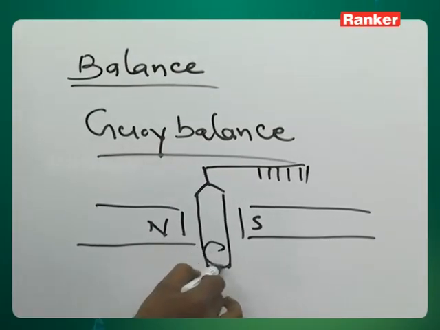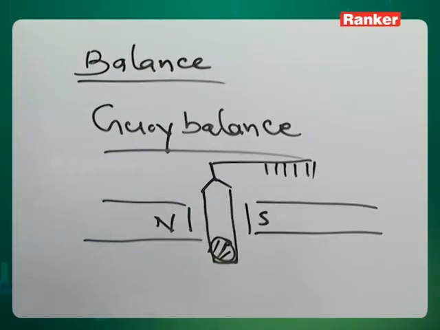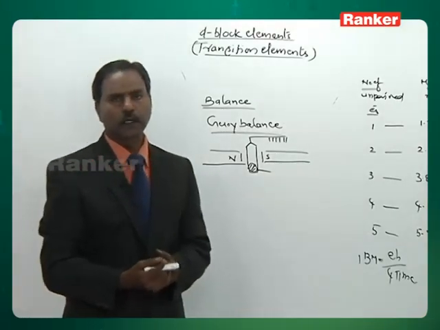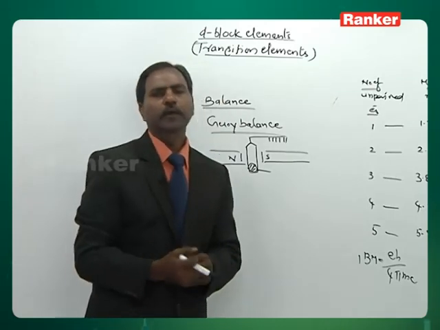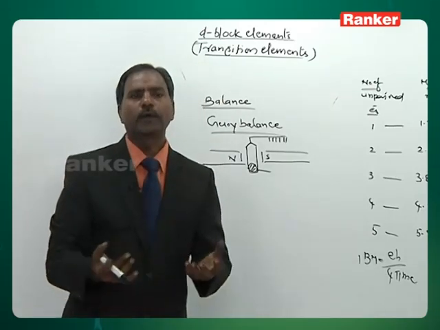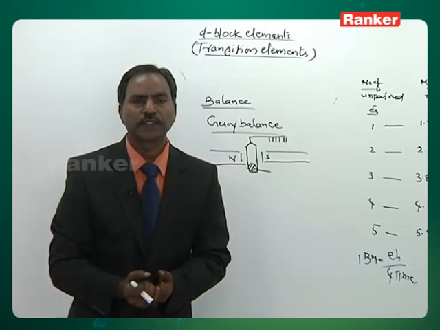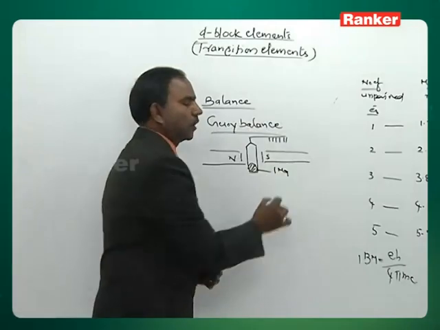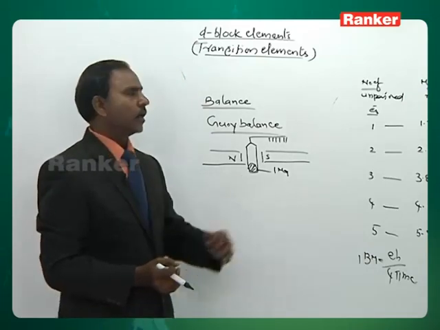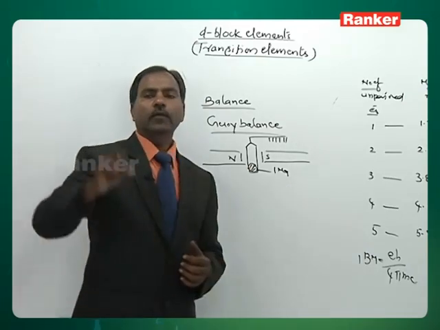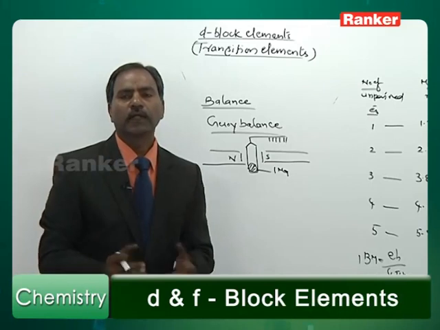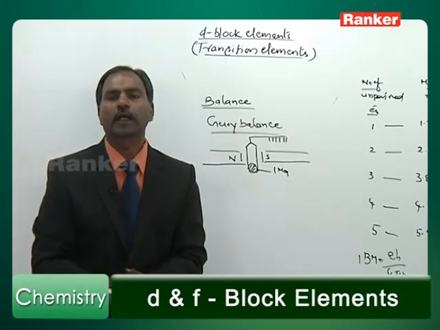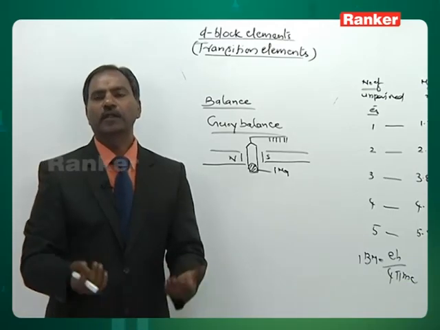Suppose you have taken a certain substance in this. You don't know the nature of this substance. It may be paramagnetic or it may be diamagnetic. Consider 1 milligram of the substance you have taken. Now once it is paramagnetic and you put it on the instrument, its weight increases. Why is it increasing? It is attracted by the magnetic field, therefore its weight is increased.